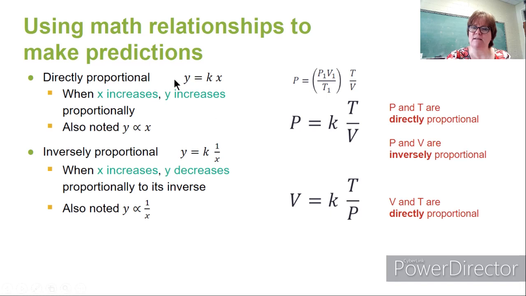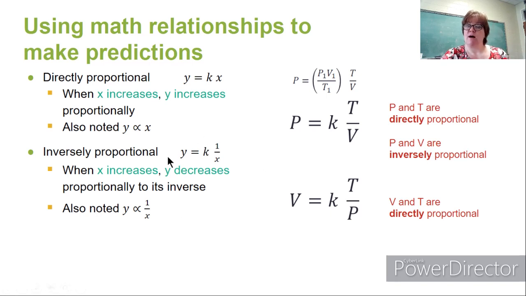So mathematically, when I have a relationship like y is equal to k times x, where k is the constant, that means that when x increases, y is going to increase proportionally. The proportional factor is this k. We can also write this as y is proportional to x. It looks like a sideways 8, or a little half of an 8.